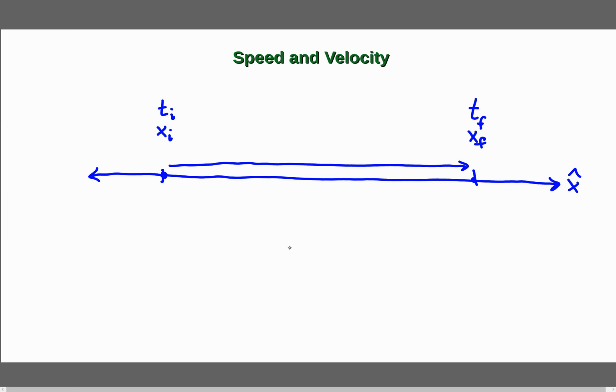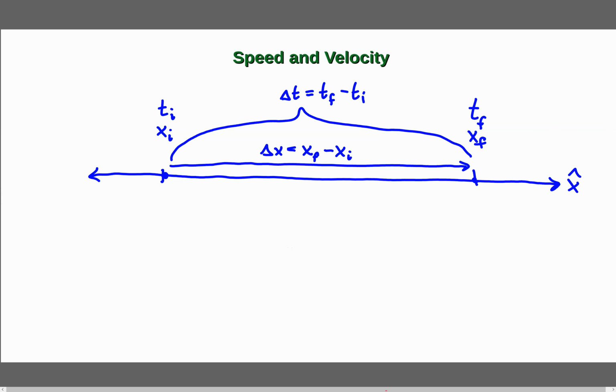we know that this distance, delta x, is equal to x final minus x initial. But this also took place over some time period, okay? And that time period, delta t, is t final minus t initial. So now we have a distance that was covered, and we have some time interval that it took to cover that distance.